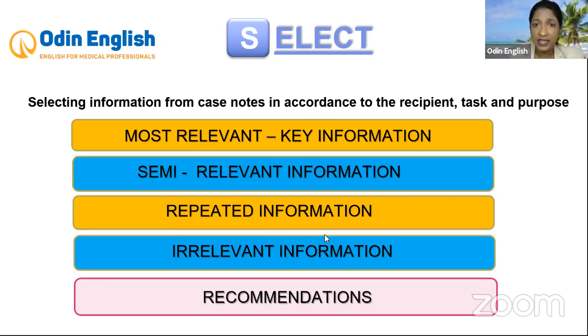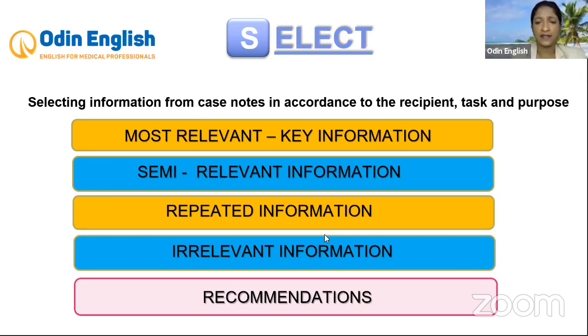Do not repeat the relevant information. Even if it is relevant, you don't have to repeat it in your task or in your letter. Then I have also included irrelevant information. Now, irrelevant information will be there in your case note, but you don't have to include it because that is of no use to the recipient. That has no relationship with the recipient or the kind of care the recipient is going to give. So if you think that there is some information which will not help the recipient to give the care, then you can avoid it. I've also added one pink box here called recommendation.